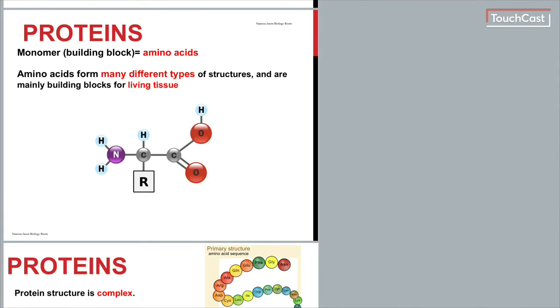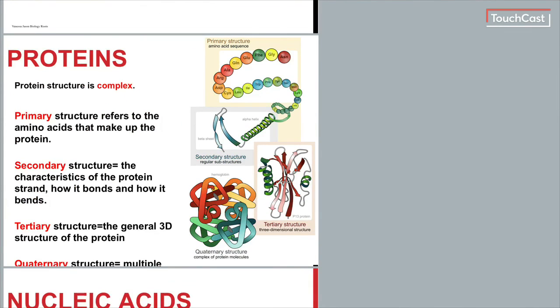Our next macromolecule is proteins, and the building block of a protein is an amino acid. Amino acids form many different types of structures and are mainly building blocks for living tissues. And protein structure is complex. It has a primary, secondary, and tertiary structure, and those tertiary structures then build into quaternary structures. Primary means a single strand of amino acids that then goes into a secondary, which has characteristics of the protein strand, so how it bonds and bends.